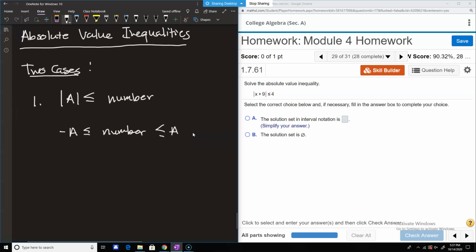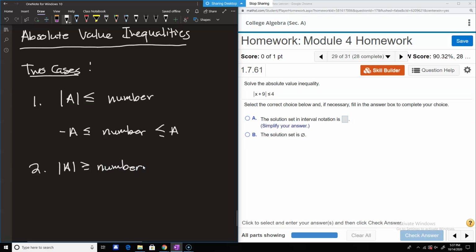Right? This problem that we're looking at here is saying x plus 9 is less than a distance of 4, right? So if it's less than a distance of 4, you have to be between, if we're talking about from 0, negative 4, which is 4 to the left, and positive 4, which is 4 to the right. Now the other case, let's say we had absolute value of a bigger than or equal to a number.